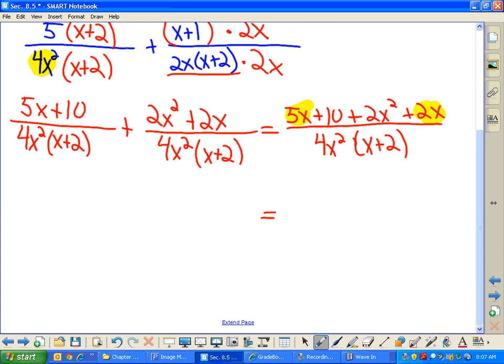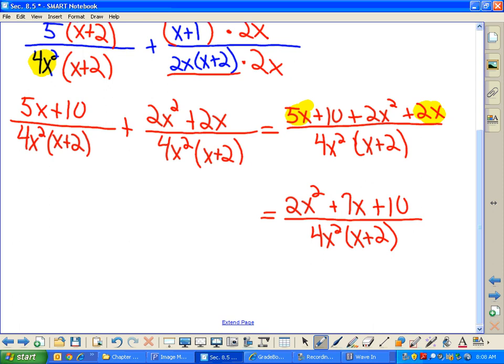So I would rewrite this as 2x squared, because that's my degree holding term. 5x and 2x makes 7x. And then you would add on your constant of 10. And then that's still over my common denominator of 4x squared times x plus 2. Notice that denominator just kind of carries along like it did when we were adding regular fractions.